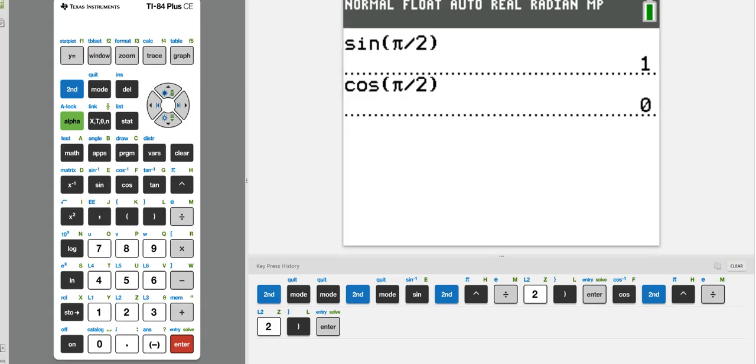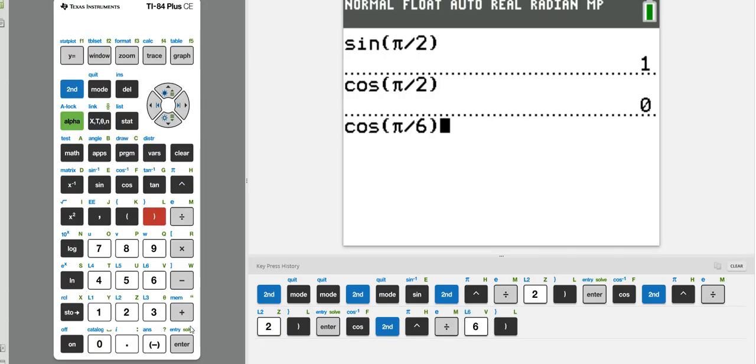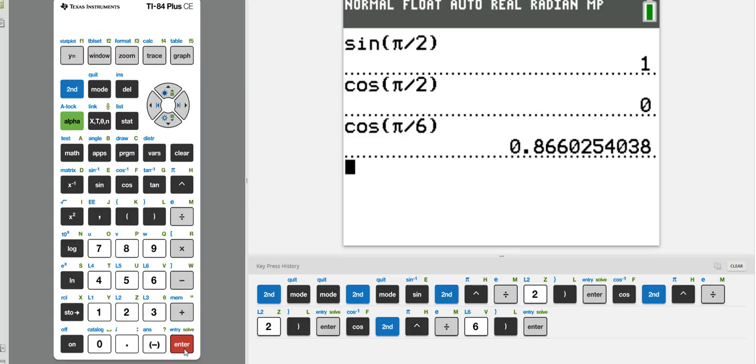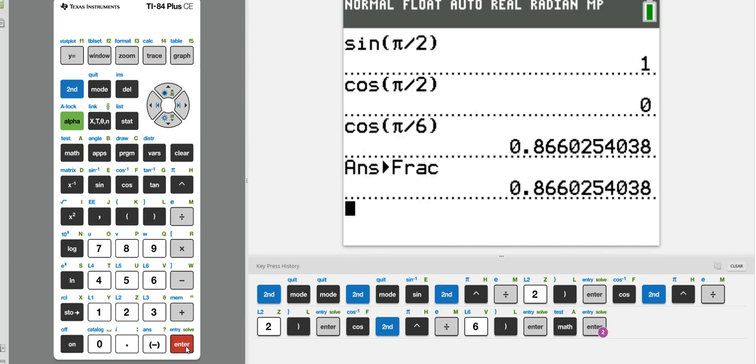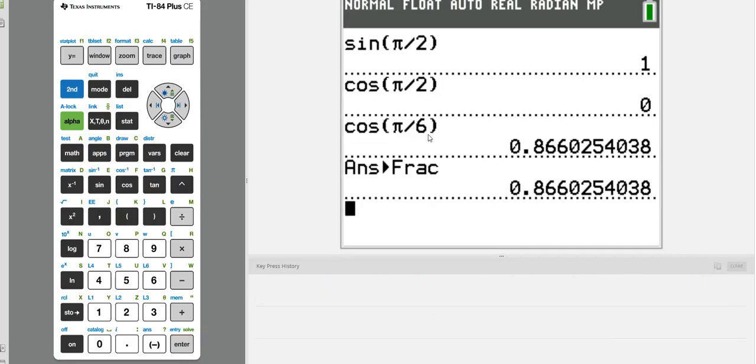One other little trick here, and I'm glad you asked, Charles, because you're not always going to get pi over 2 or pi or 3 pi over 2, those kind of points. What if you got the cosine of, say, pi over 6? Now that's not going to be a nice, easy number. You're going to get 0.866, etc. And you look at that going, I got nothing. And then you get real clever and you hit the math key, the answer to fraction key, and it comes back with the same thing. So if you're really at a loss, here's what you can do.